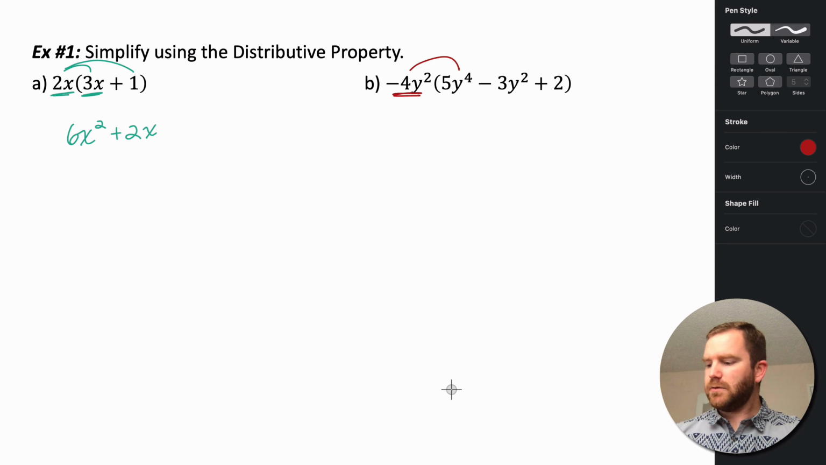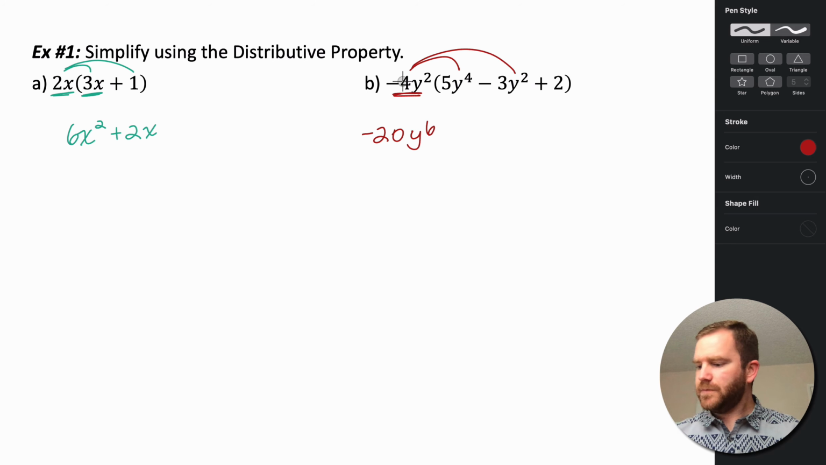So negative 4y squared times this 5y to the fourth. So negative 4 times 5, that's negative 20. And then we have y squared and y to the fourth. So when you multiply powers with the same base, you add the exponents. So 2 plus 4, that's 6. So we have negative 20y to the sixth. That's our first term.